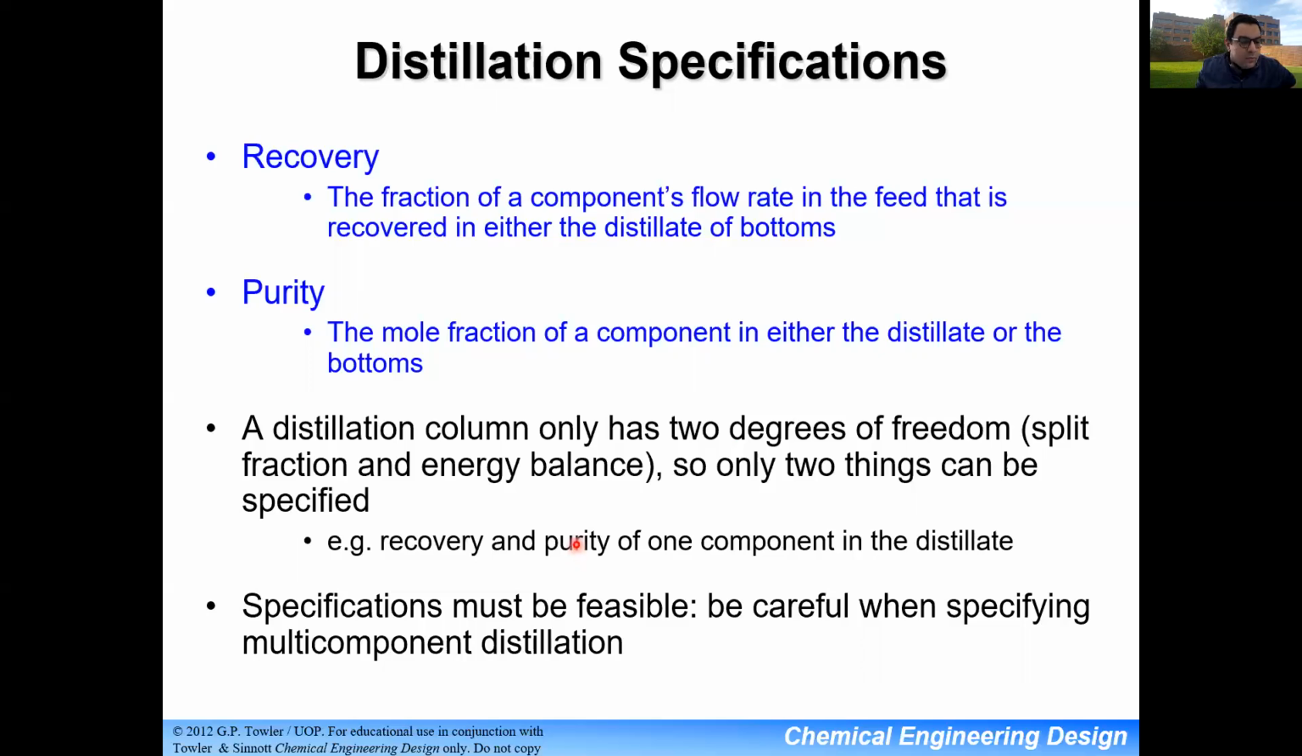Another thing to know is that a distillation column only has 2 degrees of freedom, split fraction and energy balance, so only 2 things can be specified. And this is something to keep in mind as we progress, especially through the Aspen tutorials, when you start thinking about how Aspen deals with these distillation columns. And of course, specifications must be feasible.